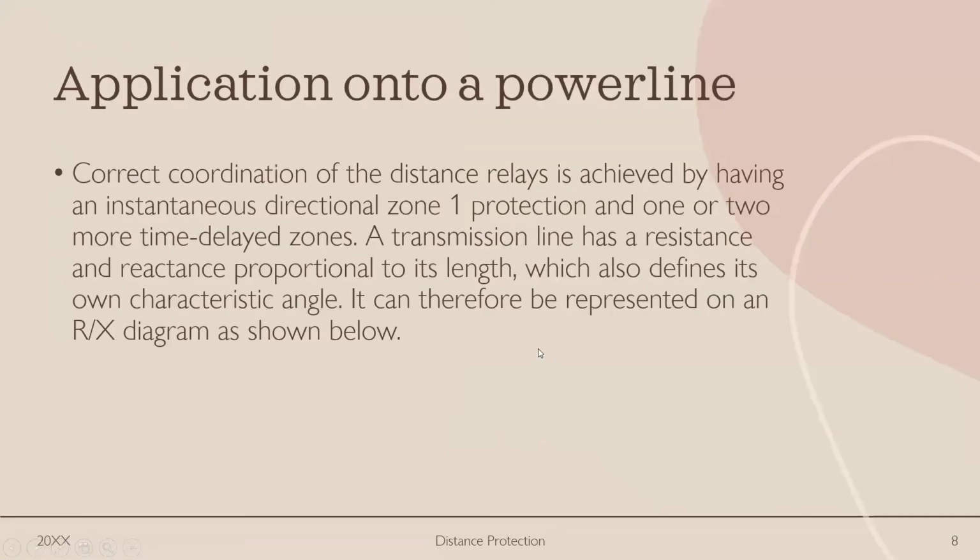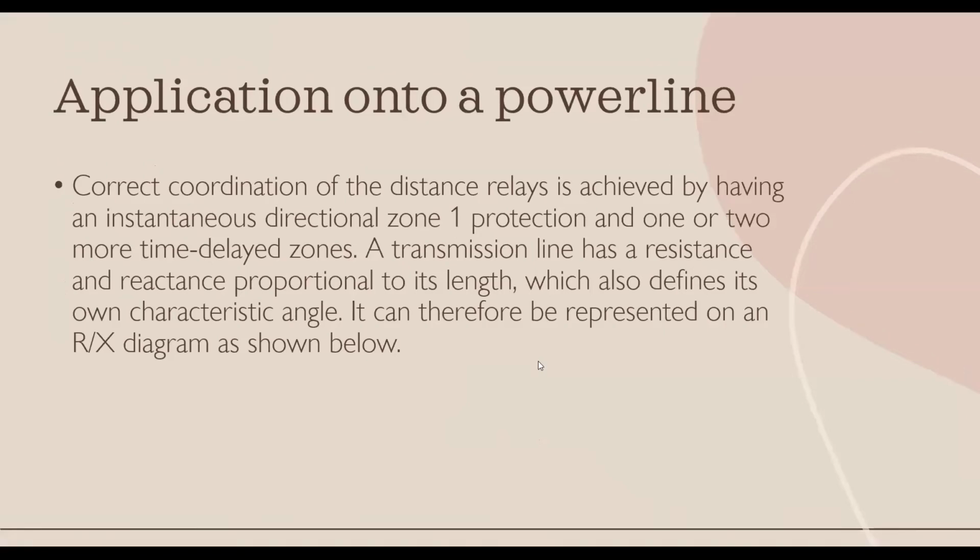How do we apply this onto a power line? Well, correct coordination of the distance relay is achieved by having an instantaneous directional zone 1 protection and one or two more time delayed zones, zone 2 or zone 3. A transmission line has a resistance and reactance proportional to its length, which also defines its own characteristic angle. It can therefore be represented on a resistance and reactance diagram, as shown below.